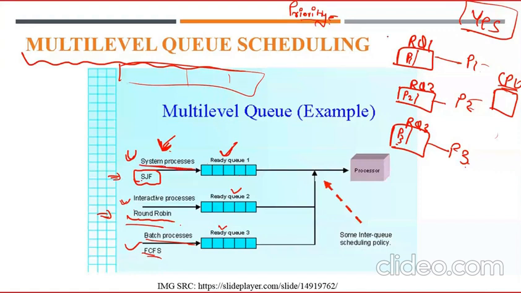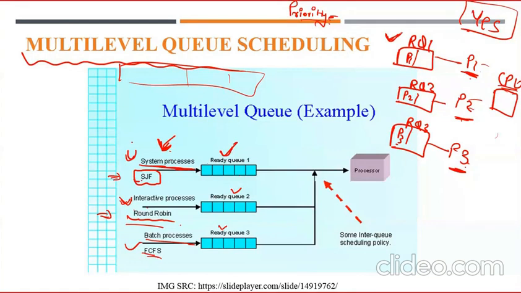So that is why system processes have the highest priority. First of all, every time the P1 process will execute, then we will give the next higher priority to the interactive process, then the P2 process will execute, then the P3 process will execute. In this manner, we execute our processes. So I hope now this concept is clear to you.